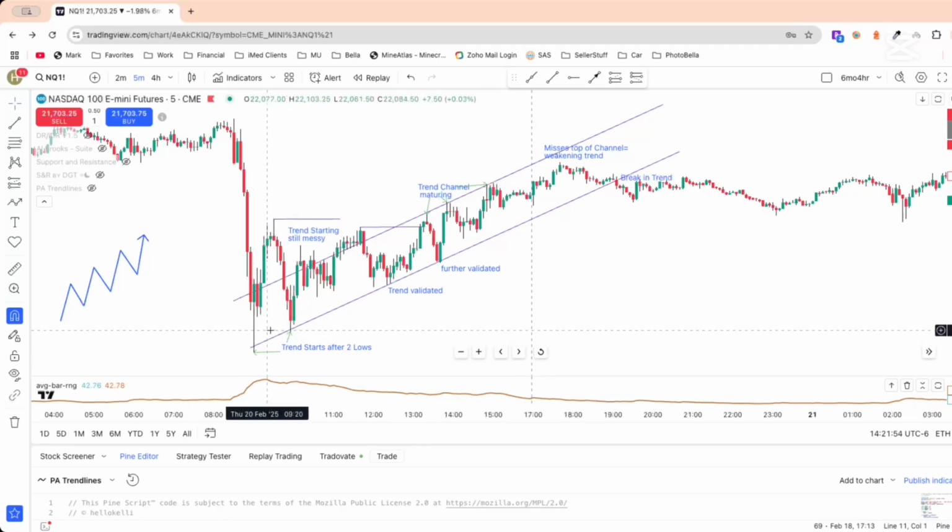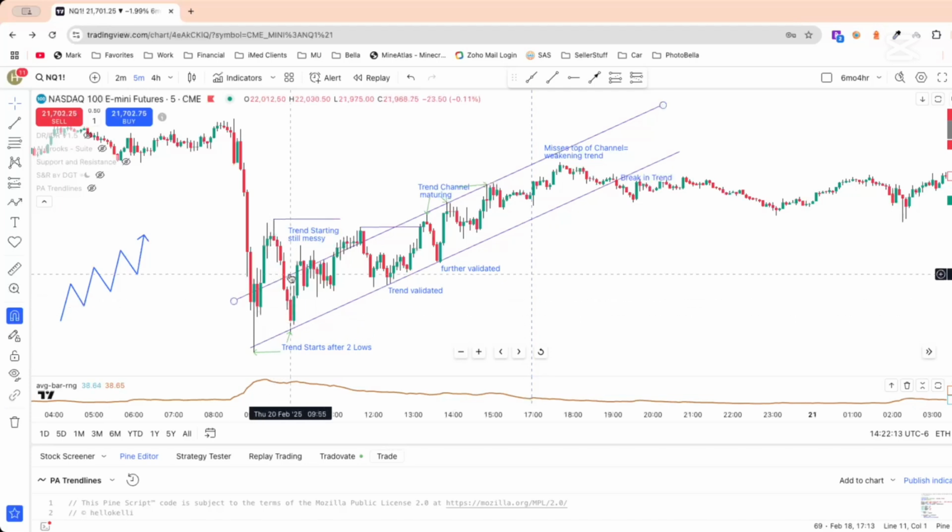And once we have two lows, we can connect those two lows. Two lows is like the bare minimum of what you need in order to draw a trend line. And that gives you a tentative trend line. So now we have a tentative trend line. And some people trade on a tentative and some people want to see three before they start trading. It's really up to you.